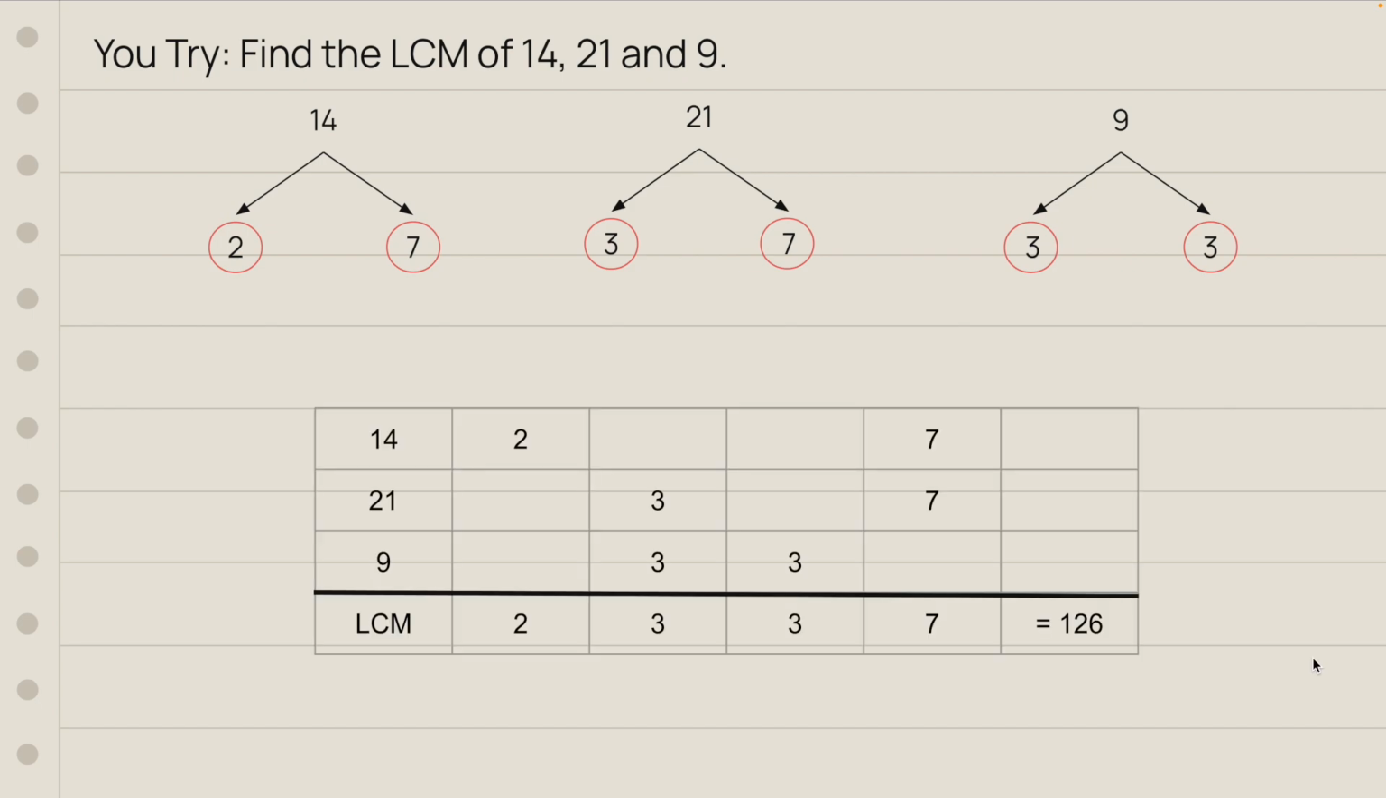So now I'm going to line them up in a chart. So 14 has a factor of 2, which the other ones don't have. 21 and 9 each have a factor of 3. 9 has another factor of 3. And then these two have a factor of 7. And so I have a 2, 3, 3, 7. And if I multiply those together, I get 126. So the lowest common multiple is 126.